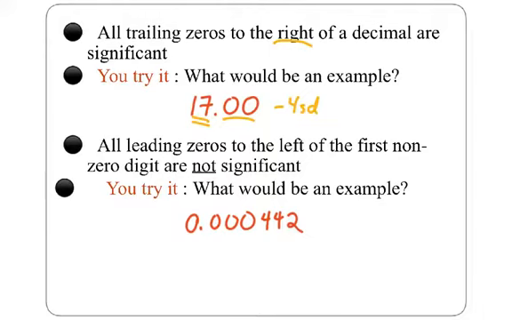So my example is 0.000442. As per the rule, my leading zeros don't count for significant digits, but these ones are. They're non-zero digits. So there are 3 significant digits here. What if we added some different types of zeros in?